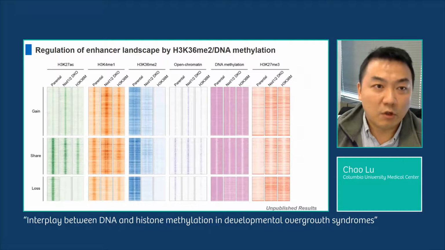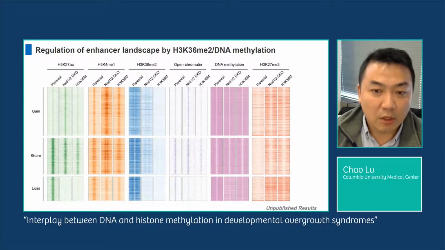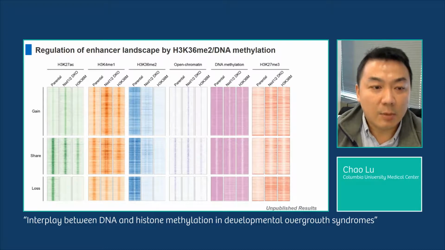So shown here, we performed ChIP sequencing for H3K27 acetylation, which is a mark for active enhancers, in parental cells, in cells that are deleted for NSD1, and in cells that are expressing a mutation on histone H3K36. And we noticed that there is a group of enhancers that are losing H3K27 acetylation, meaning that they're becoming inactivated. This is shown in the bottom of those histograms. And similarly, those enhancers lose H3K4 monomethylation. They also lose their chromatin accessibility as determined by ATAC-seq.